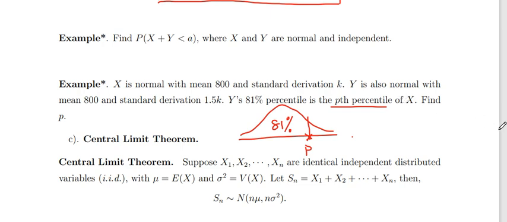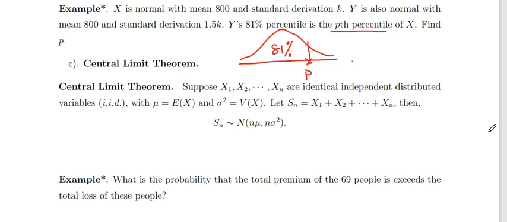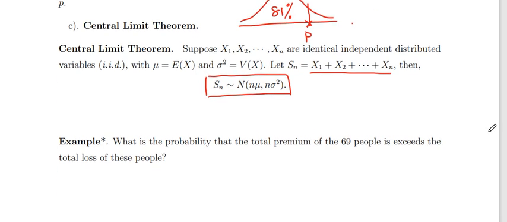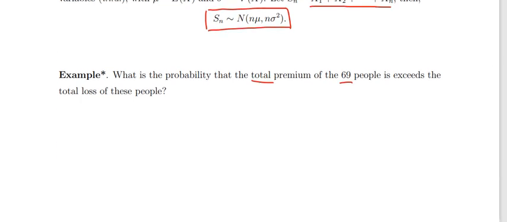So the central limit theorem says if we do something many times, the total will follow normal. Just like if we play a game many times, the total will follow normal. If we have many people, then their total will follow normal, right? Let's say if we have 69 people and their total premium, the total result will follow normal.